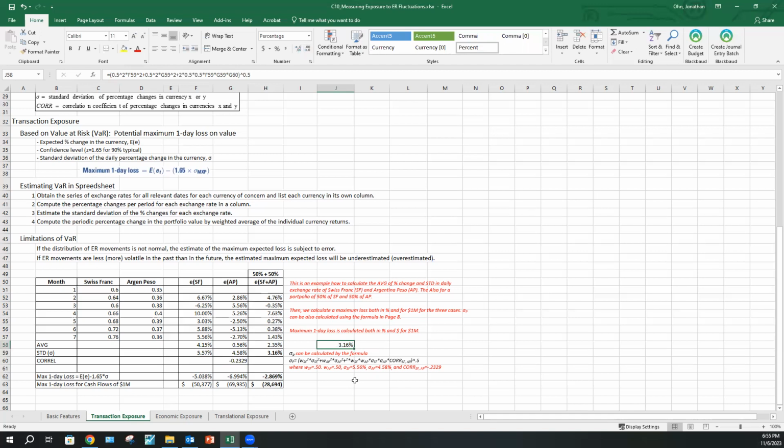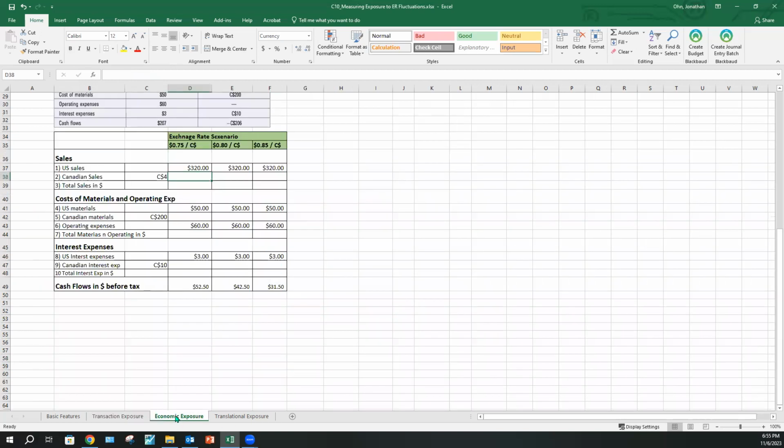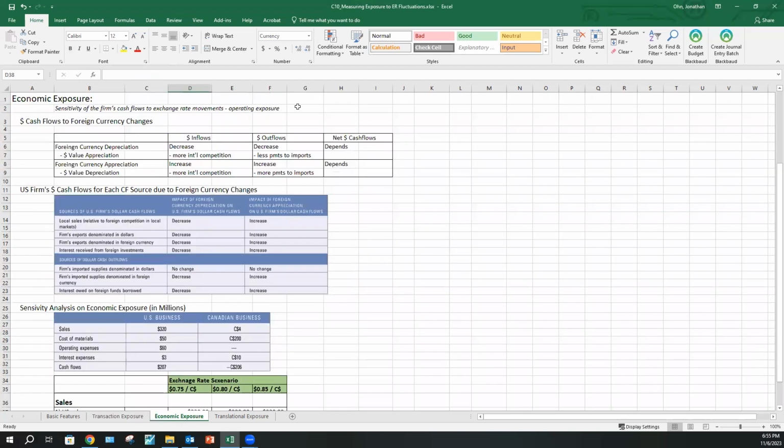See, 3.16%. That is the standard deviation we calculated using this formula. It happens to be exactly the same as that one, right? See that? So they give you the same outcome. All right, next, economic exposure.